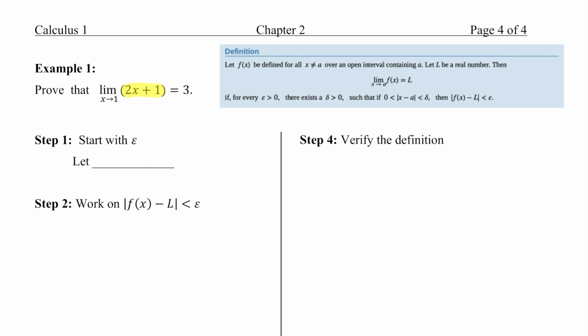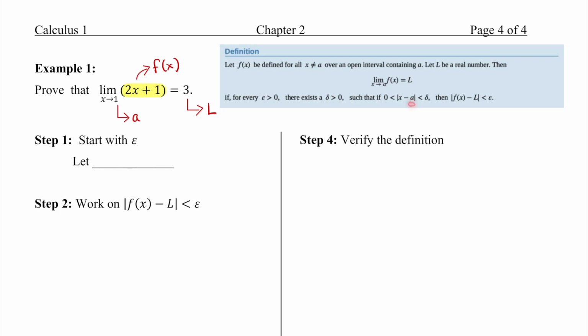2x plus 1 is my function, so I call it f of x. 3 is the value of the limit, so this is L. 1 is the value that x is approaching, so 1 is a. Hence, f of x is 2x plus 1, L is 3, a is 1.